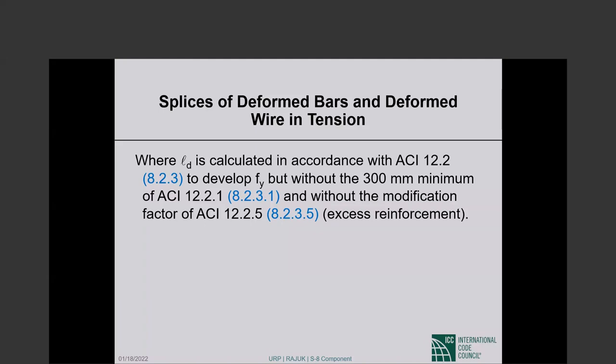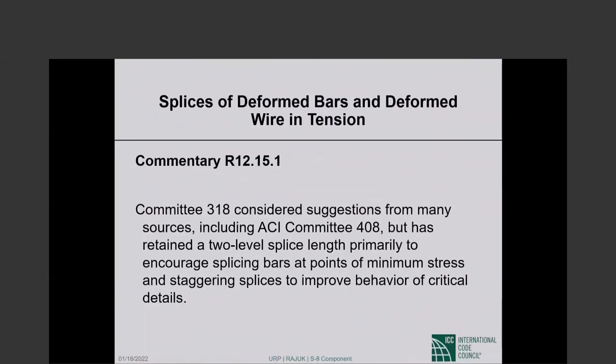And the modification factor for excess reinforcement, if you have taken that, forget that. Okay, don't bring that over in calculation of splice length. So splice length is 1 or 1.3 times development length. The development length is calculated without a minimum of 300 millimeters on it, and it must be without any excess reinforcement factor.